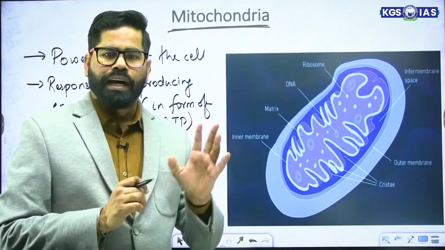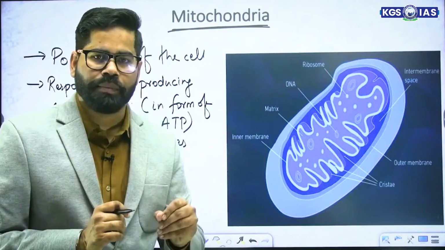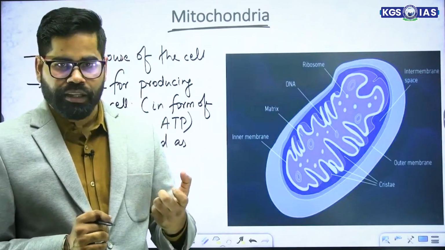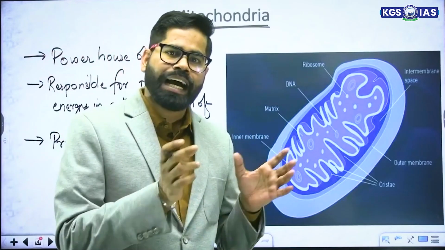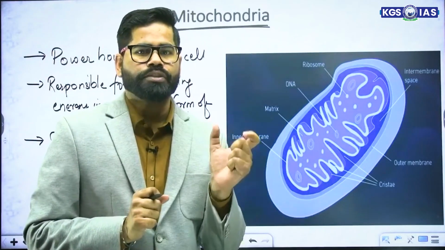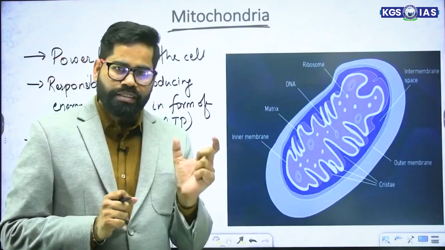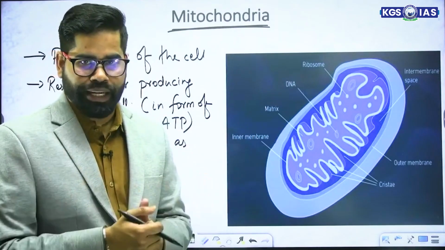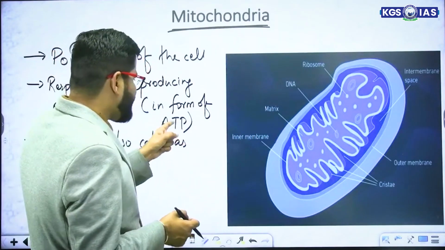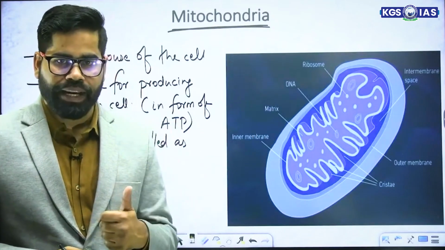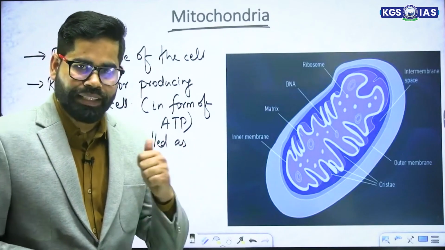Normally they do not ask this. They normally ask the simple thing: where do we have energy production inside the cell? That happens in mitochondria. That's why it is called the powerhouse of the cell. So mitochondria is responsible for generation of energy, and it releases energy in the form of ATP, adenosine triphosphate.